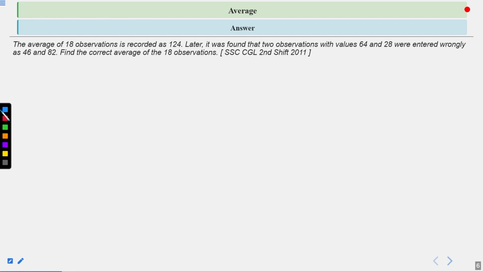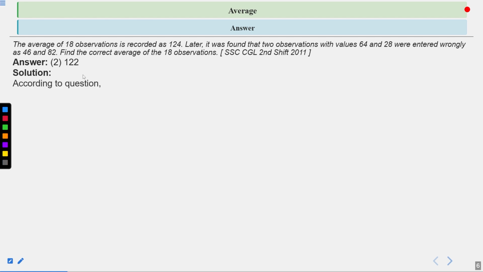So the question says that the average of 18 observations is recorded as 124. So we can calculate the sum of the 18 observations by multiplying. And later it says that two observations with values 64 and 28 were entered wrongly as 46 and 82. So we subtract the wrong numbers and add the correct numbers, then dividing by the 18 observations, we get the correct average of these 18 observations. So the correct answer of this question is the second one, which is 122. Now see the detailed solution of this question.